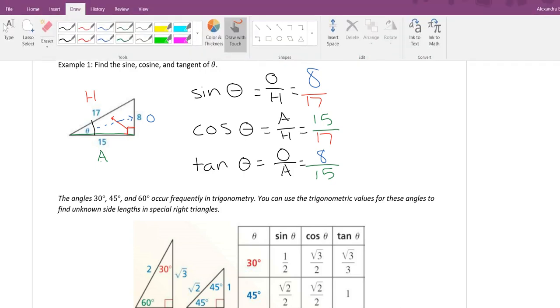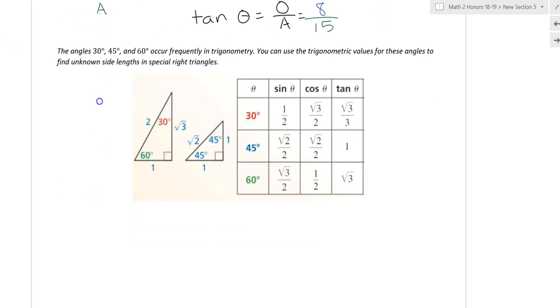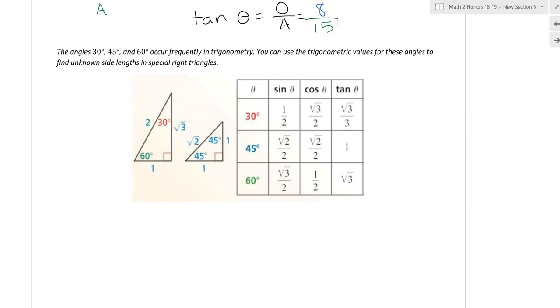Really, more what we're going to be looking at this unit in general is when we have special angles. So our special angles are 30, 60, and 45. These are the angles that occur most frequently in trig. And so we can use these trigonometric values for these angles to find unknown side lengths, and we'll use them for other things as well.